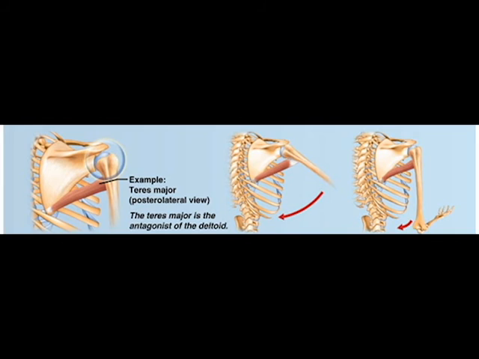When a muscle crosses over the medial side of a joint, it can produce adduction. An example of this would be the teres major, which is the antagonist of the deltoid. The teres major medially crosses over the glenohumeral joint, allowing the entire arm to adduct.